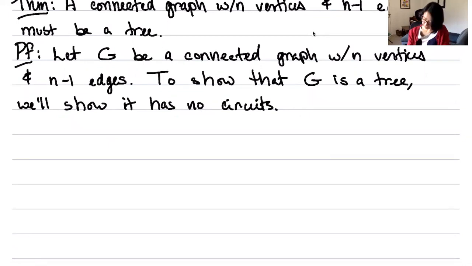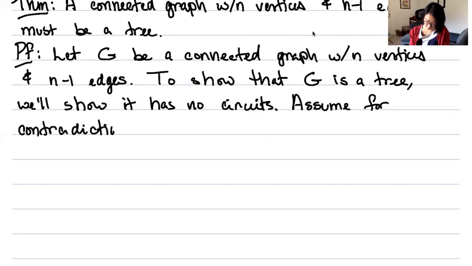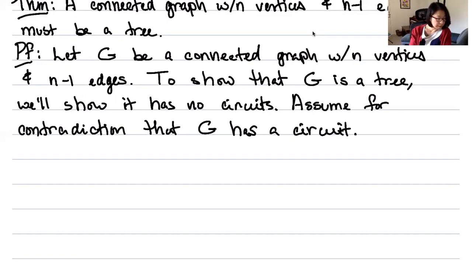Okay, so assume for contradiction that G does have a circuit. Okay, so I claim that if we remove an edge, maybe call it UV, from a circuit, the remaining graph is still connected.